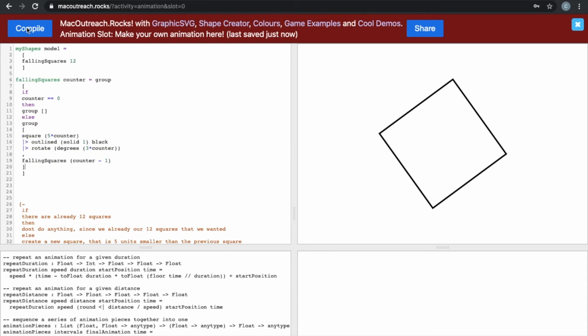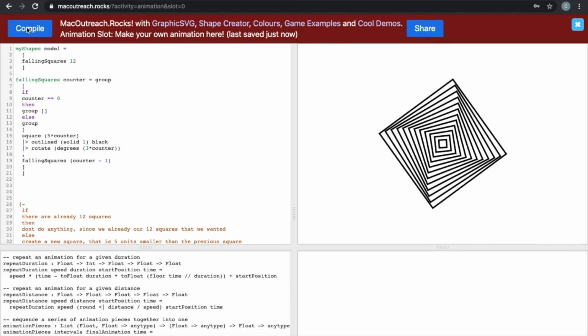And as you can see, when I hit compile here, we're actually going to end up with the exact same thing as our tedious fallingSquares function, except in way less lines. Okay, so what is actually happening here in the recursive step? Well, let's go through it.